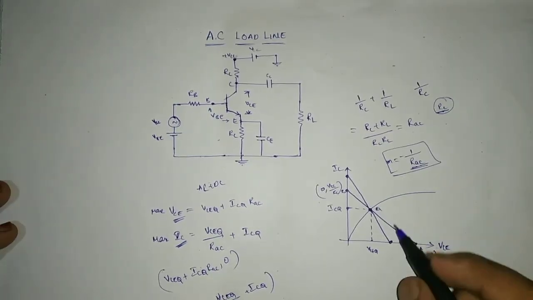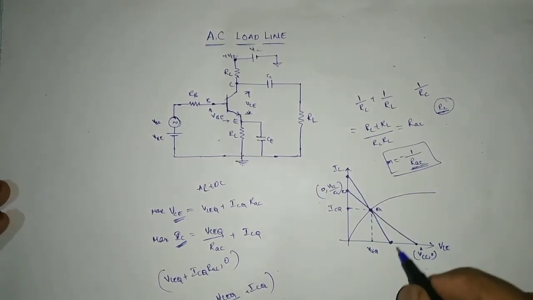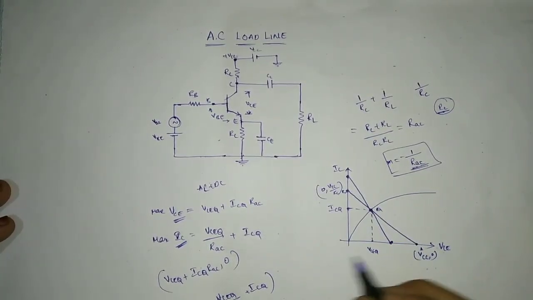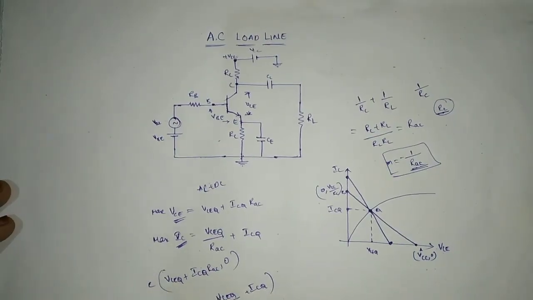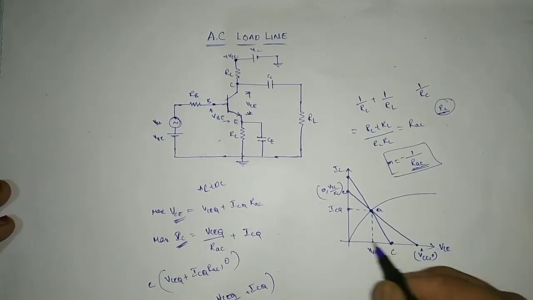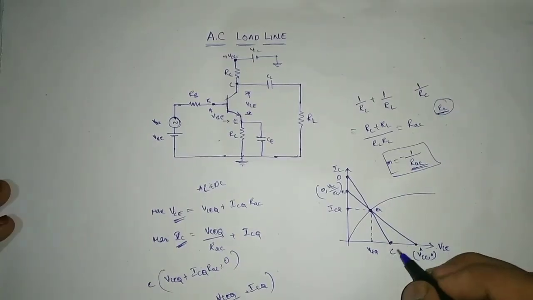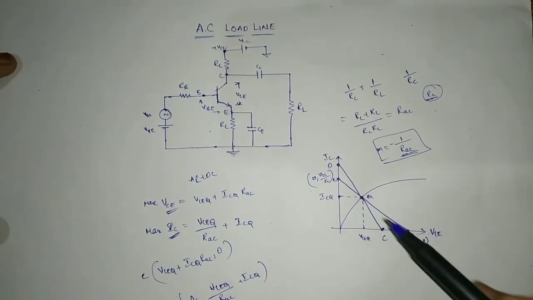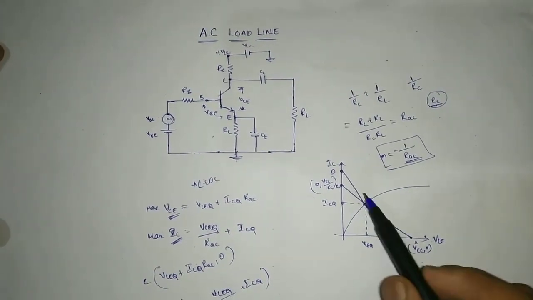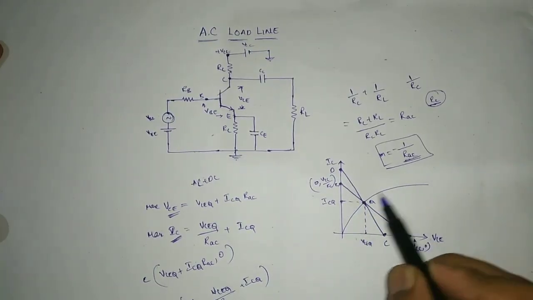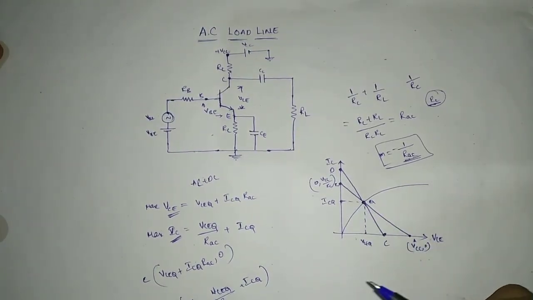With the help of 2 points, we can plot the AC load line also. Let us name this point as C and this point as D. This is the C and this is the D. This is the AC load line. This is about AC load line. With the help of DC load line, AC load line and the characteristic curve, we can find a Q point.